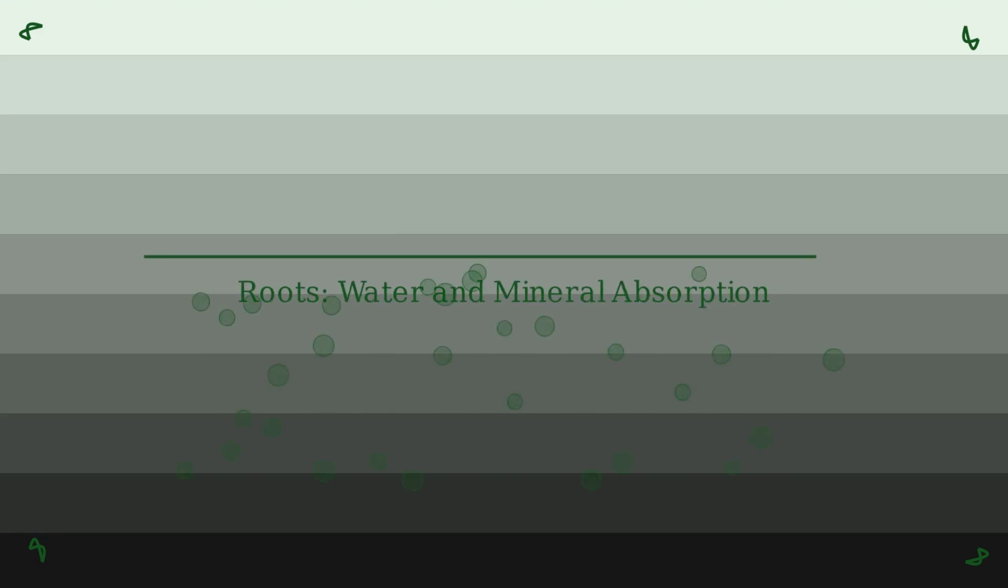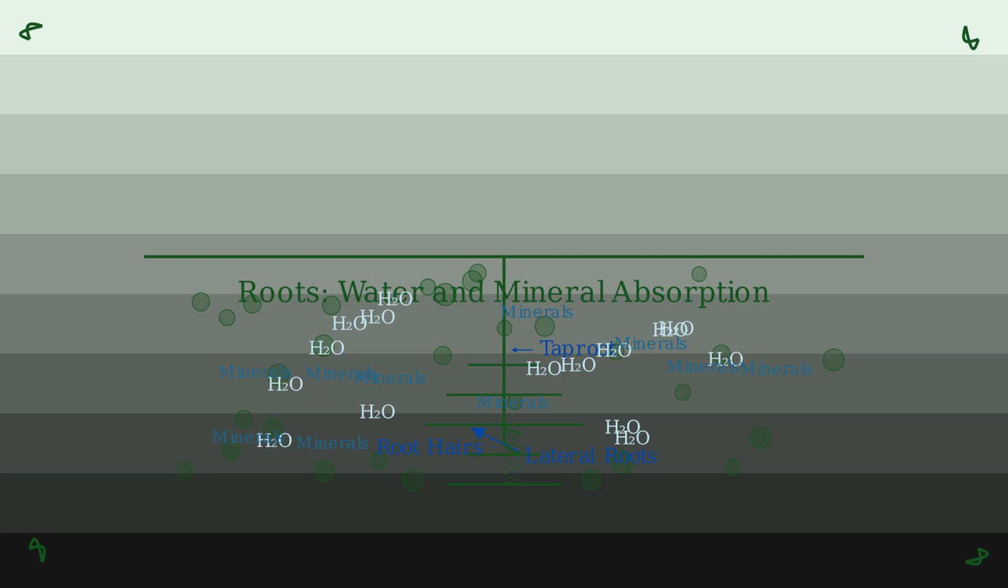While photosynthesis occurs primarily in the leaves, roots play a crucial role by supplying the necessary water and minerals. The root system consists of a main taproot with lateral roots branching outward, maximizing the area for absorption. Tiny root hairs vastly increase the surface area for water and mineral absorption from the soil.